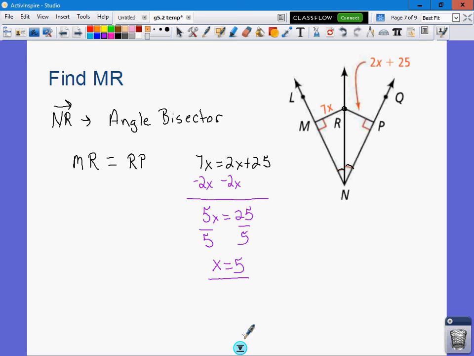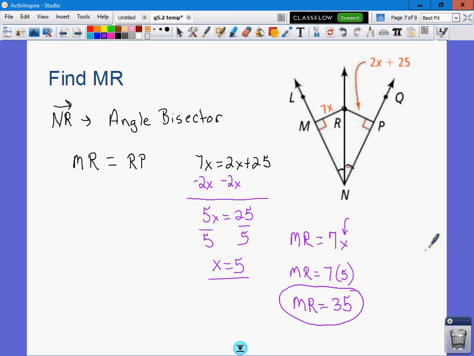Would this be my final answer? No. What did they ask me to find? MR. MR is equal to 7x. What am I going to replace x with? So MR is equal to 7 times 5, or MR is equal to 35. Do we have any questions?